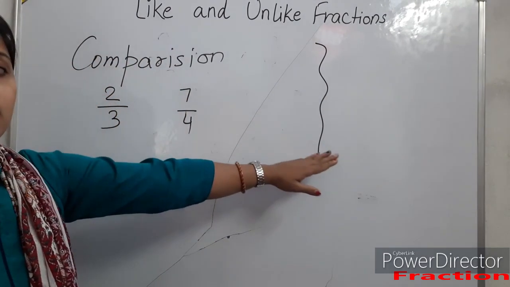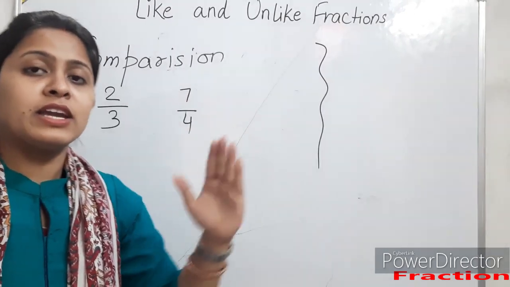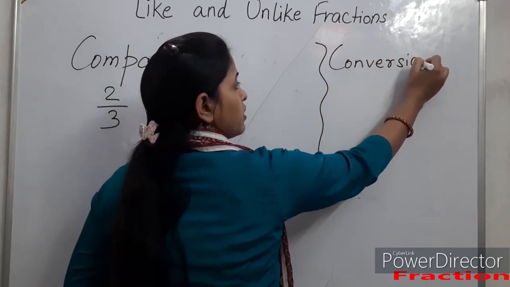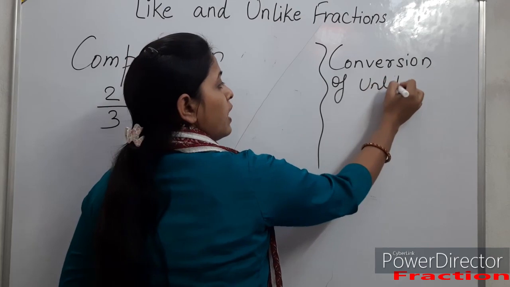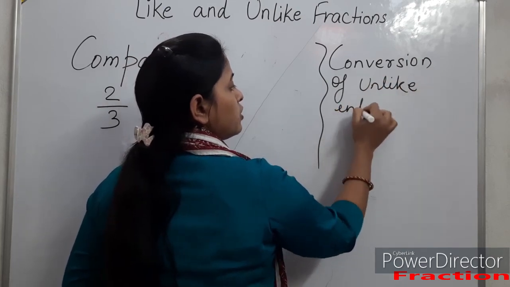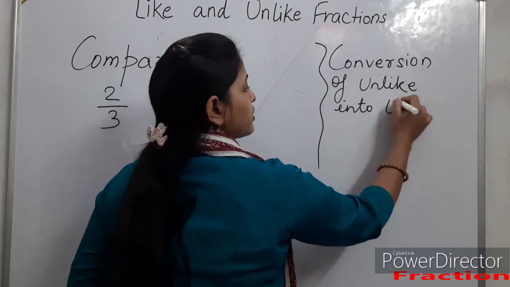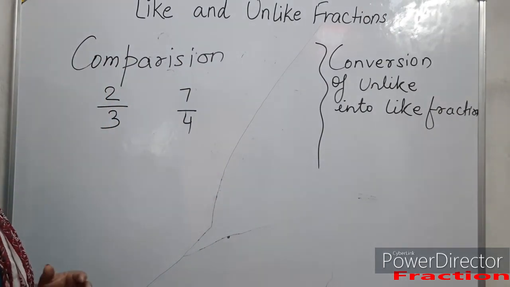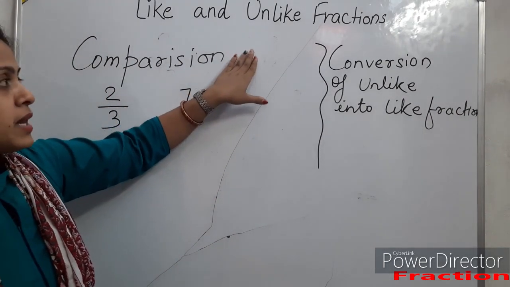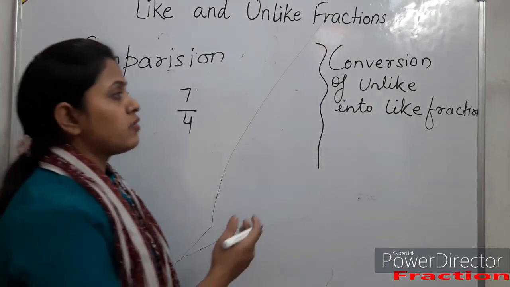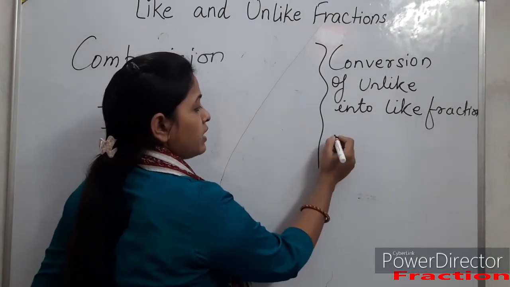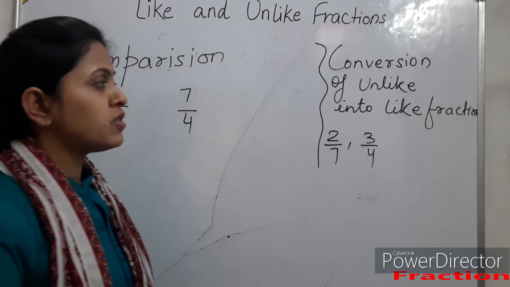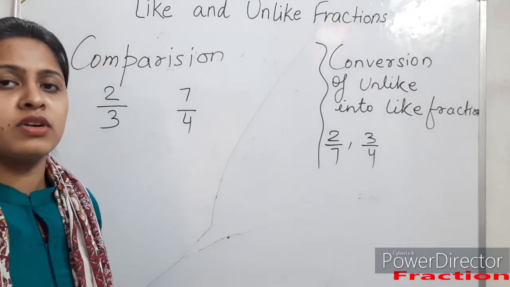Before starting the comparison chapter, just see here the conversion of unlike into like fractions. It is a very small topic. How will we convert an unlike fraction into a like fraction? As I have given the example, 8 by 13 is a like fraction. Now we have to convert, like here I have written 2 by 7 and 3 by 4. We have to convert both into like fractions. How will we do the conversion?